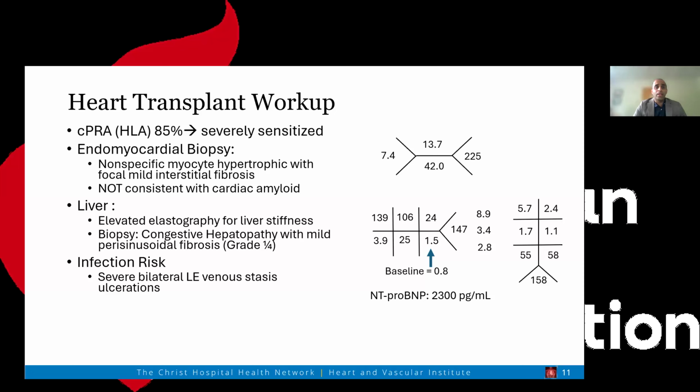In addition, we ended up doing a liver biopsy just to make sure she wasn't cirrhotic, given how long she lived with elevated filling pressures. And that ended up showing some congestive hepatopathy, some mild perisinusoidal fibrosis and bridging fibrosis, but nothing substantial. And then finally, our infectious disease team felt that given her lower extremity venous stasis ulcerations, which were quite significant when she came in, she was going to be an infection risk.